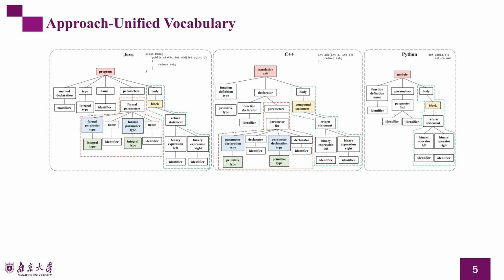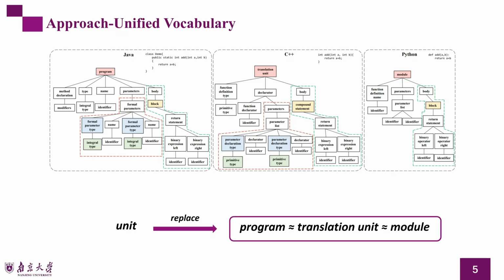By parsing different programming languages, it is found that there are some differences in the node names of ASTs. In order to reduce the differences in node names between different languages, we proposed a mechanism called Unified Vocabulary, which is mainly used to normalize AST node names in different languages. Specifically, we use unit to replace program, translation unit, and module, which will reduce the difference between different coding languages. Then it could solve challenge 2.